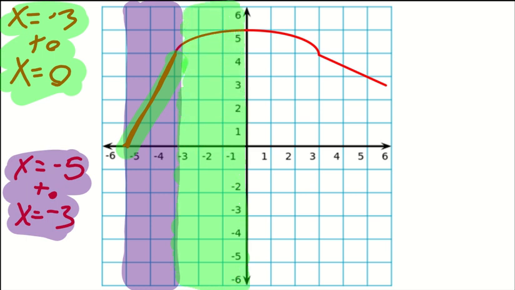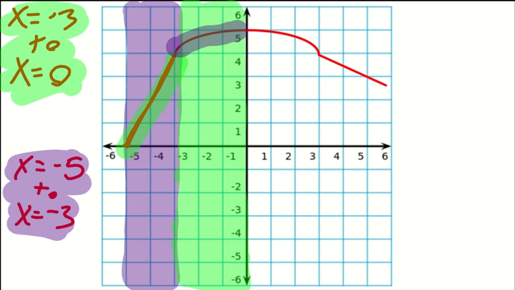Everybody good with how I'm getting from -3 to 0 and knowing what section that is on the graph? We're just looking at the x values, okay? So when I look at that red line, is that a linear or nonlinear line? Nonlinear. It's got a curve to it, right? Increasing or decreasing? Decreasing. No. Increasing. It's going up. We start at the left, and as we move to the right, it's getting higher, so that's going up, okay?